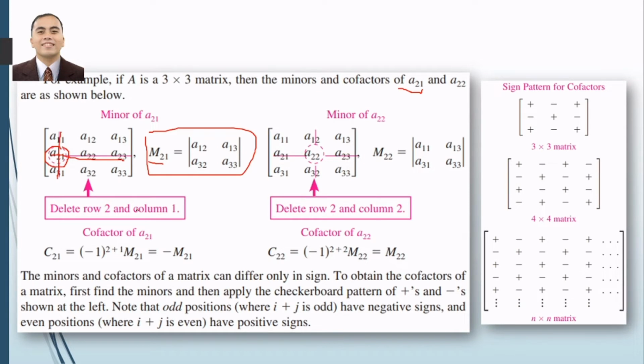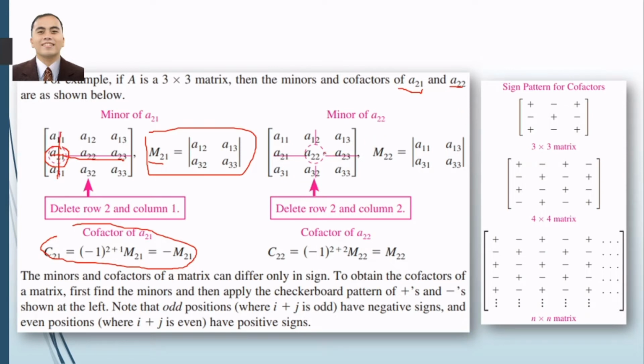So this is now the minor of A sub 21. Now let's proceed to the cofactor of A sub 21. So C sub 21 is equal to the quantity of negative 1 raised to 2 plus 1 times M sub 21. Since negative 1 is raised to an odd number, therefore it would be negative. So negative M sub 21. So this is the cofactor of A sub 21.